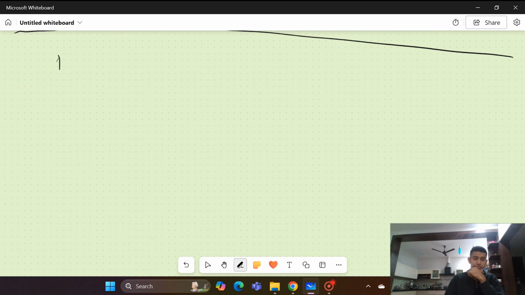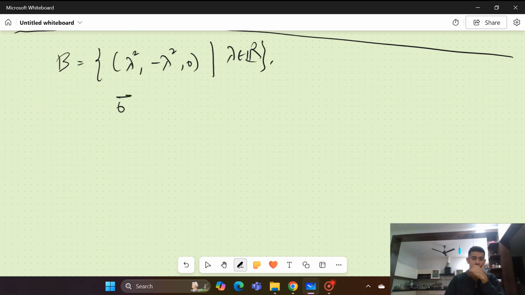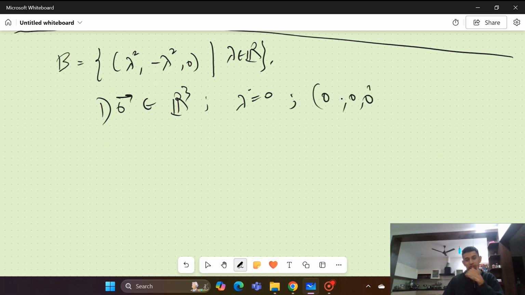So B is the set lambda square, minus lambda square, 0, such that lambda is a real number. Obviously, the first condition is satisfied, as when lambda is equal to 0, the vector just becomes 0, 0, 0. And this is obviously the 0 vector, and therefore you can say the 0 vector is an element of R cube. So this is satisfied.